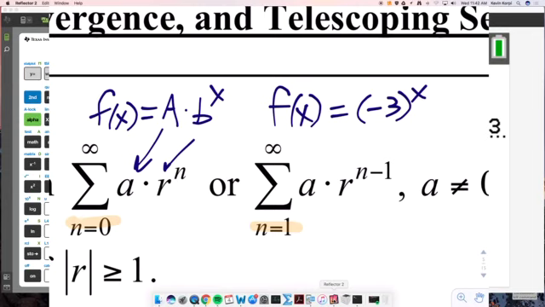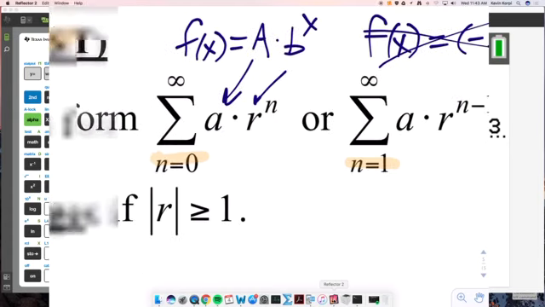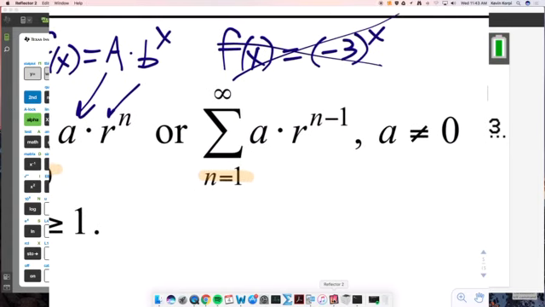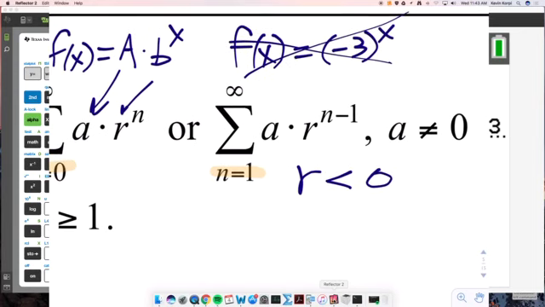No, because we're looking at all real numbers. If you have a negative base for an exponential function, you're going like negative 3, not just to the 1st or to the 2nd, but negative 3 to the 0.01 or the 1/2, which is the square root of negative 3. You cannot have a negative base. But we can actually have a negative base when we have geometric series because we're counting by positive values of n, integer values.